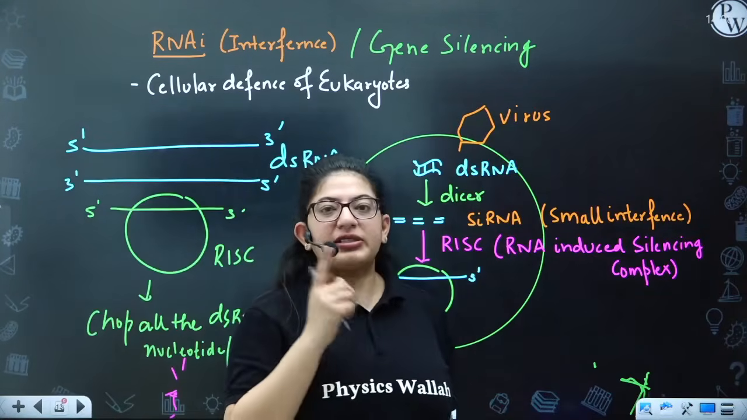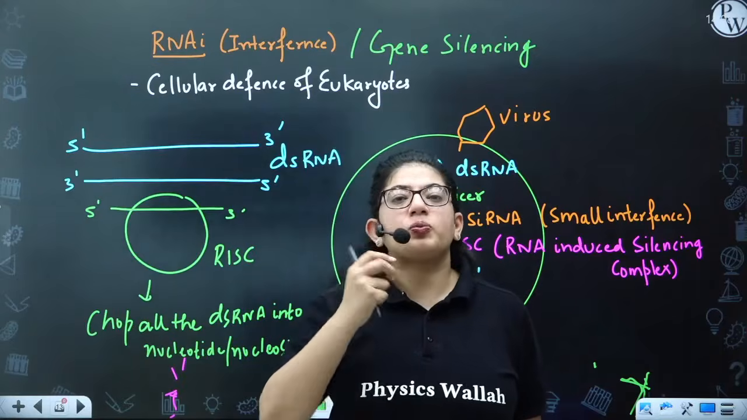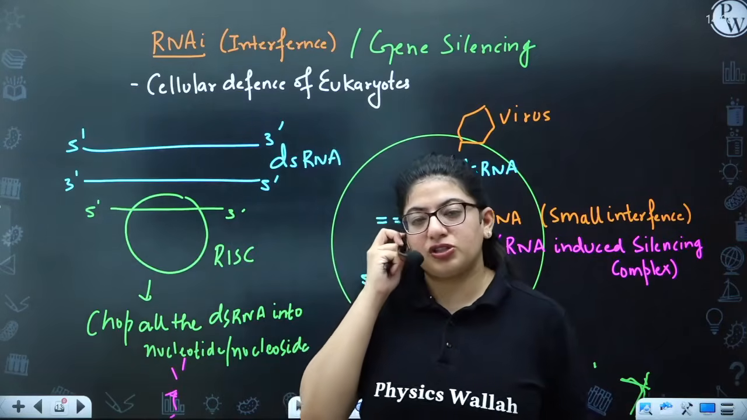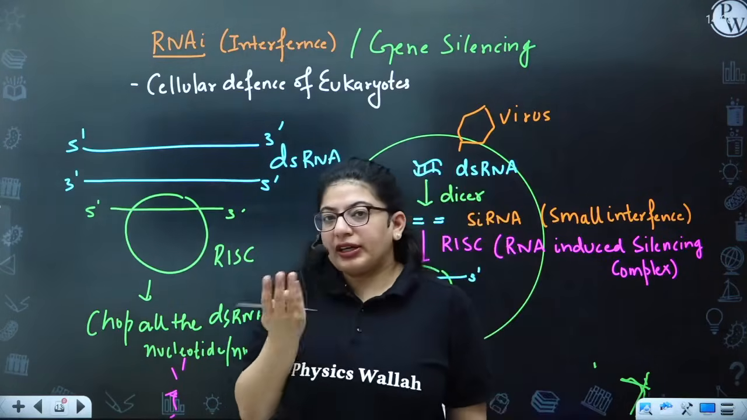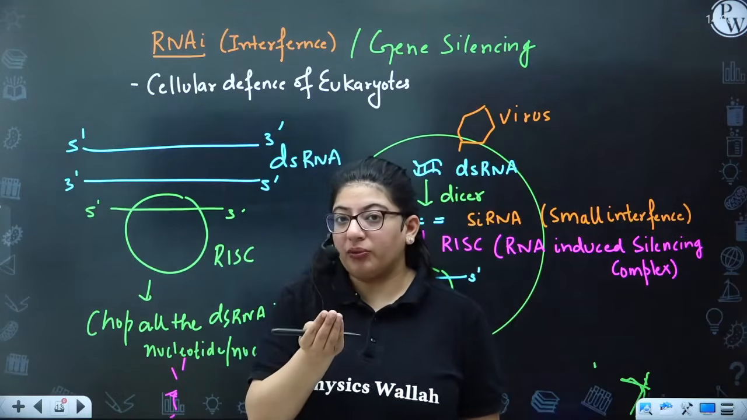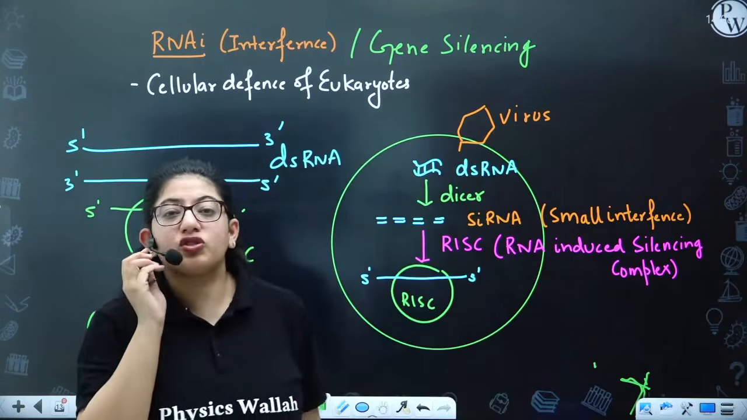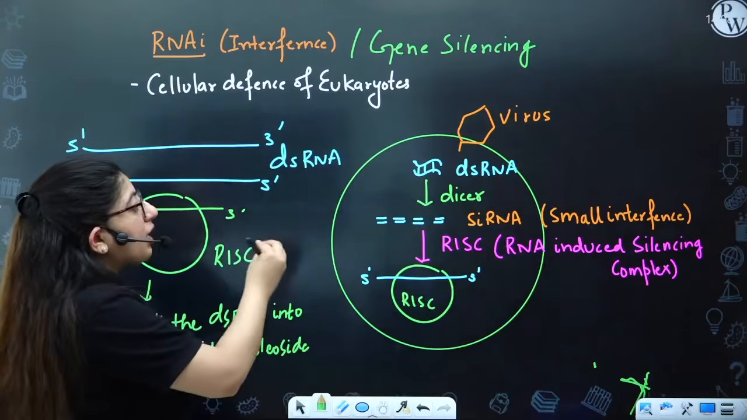Or if someone told me, silence ma'am, my work is to speak and to teach you. So if I'm silenced, that means I'm not killed, I'm just silenced, I'm not doing what I'm doing. So that's how you have silenced the gene, by using RNAi.